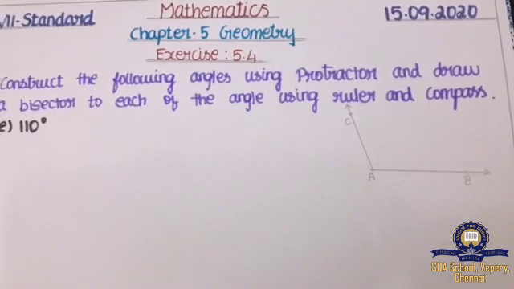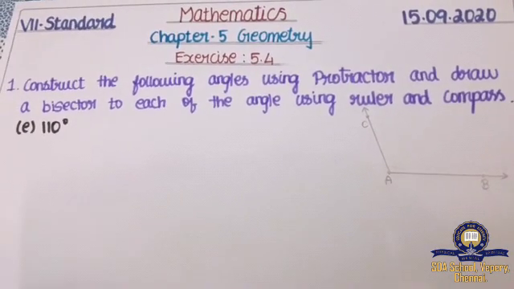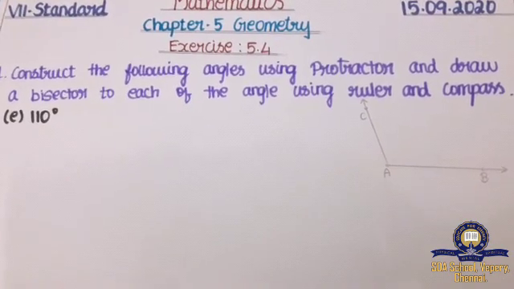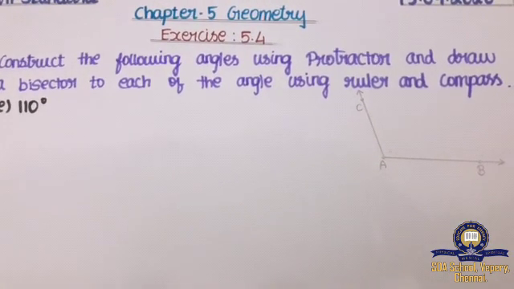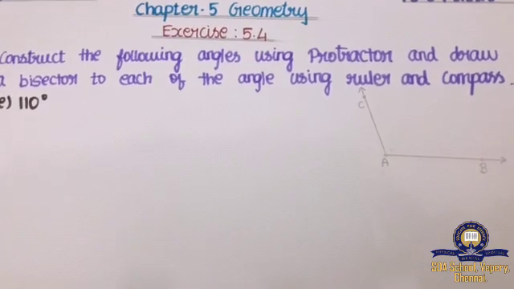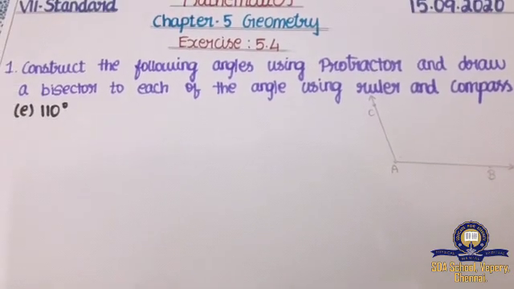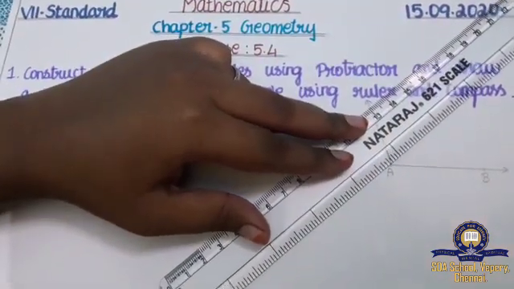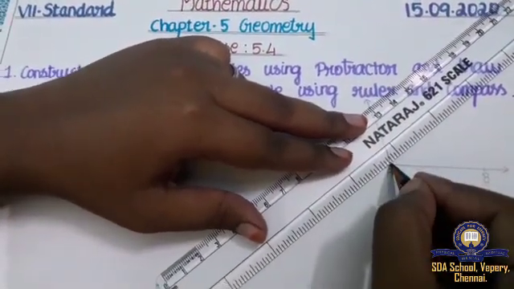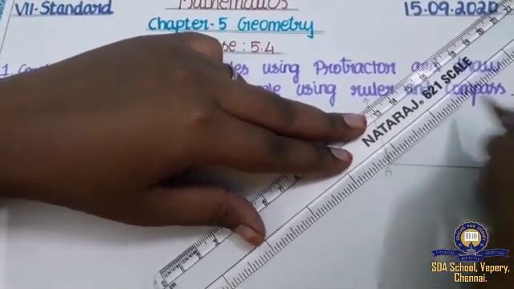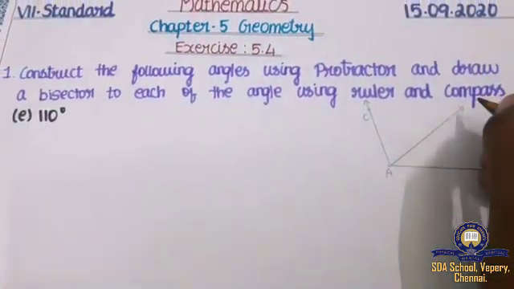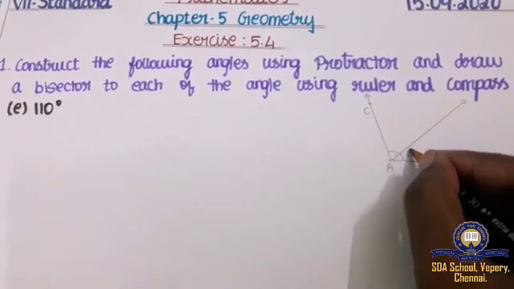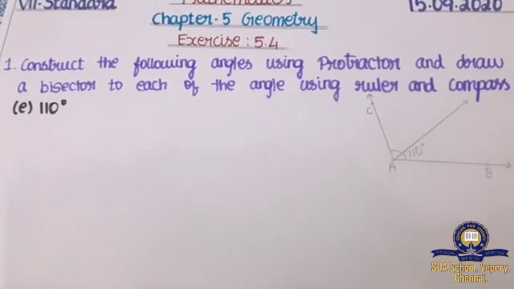Now, what is the question given here? We need to draw a bisector to each of the angle. So, what is meant by angle bisector? Angle bisector means it divides an angle into two equal angles. So, we need to draw the line from A, which separates the angle into two angles. So it gives 110 degree.